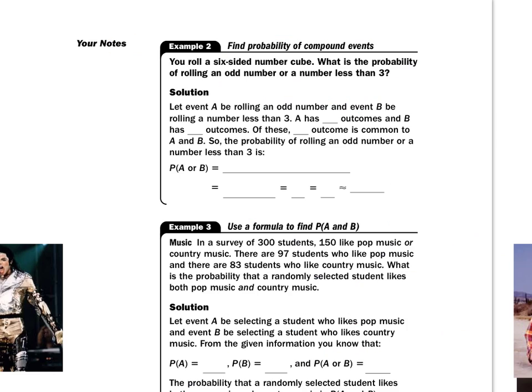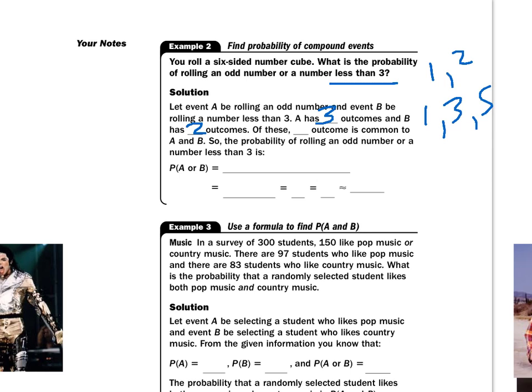All right, let's take a look at this page. This is the compound event. This is where it gets a little bit more difficult. You roll a 6-sided number cube. What's the probability of rolling an odd number or a number less than 3? Numbers less than 3 are 1 and 2, by the way. Odd numbers are 1, 3, and 5. Let event A be rolling an odd number and B be rolling a number less than 3. A has 3 outcomes. B has 2 outcomes.